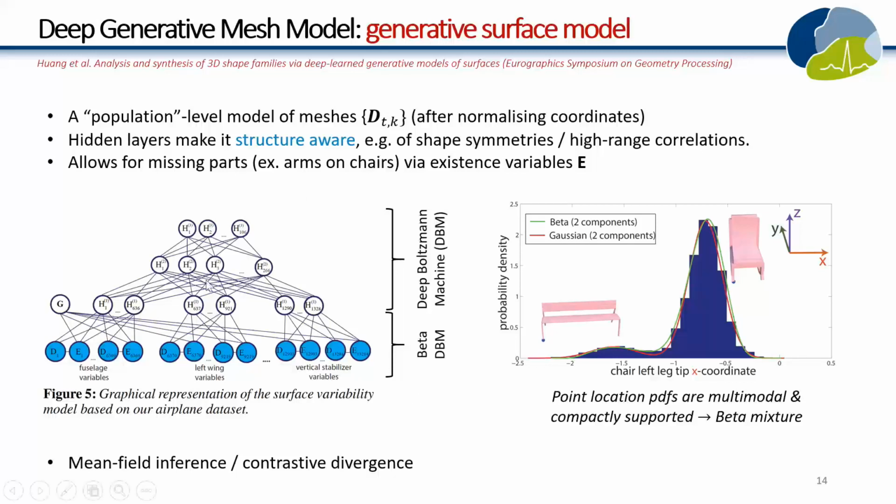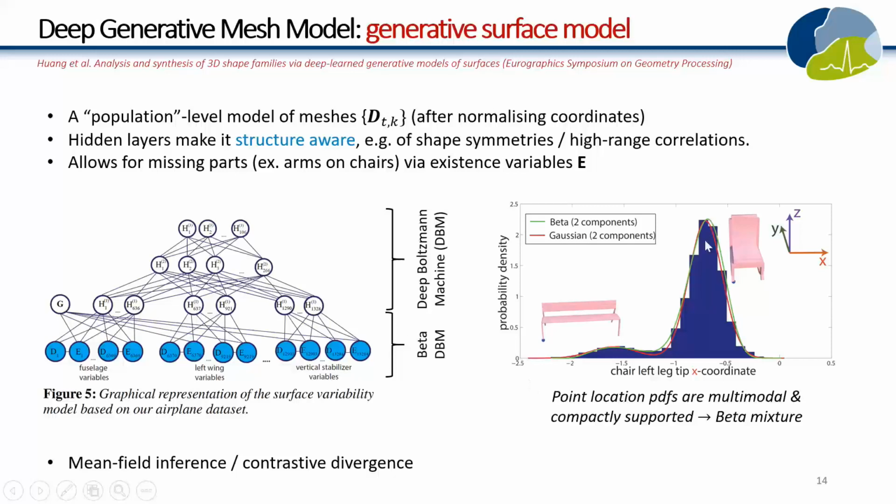So the latent layers are quite standard. It's really a deep Boltzmann machine, so Bernoulli variables. And the only difference is the outermost layer, which maps the first layer of latent variables to the observed point coordinates, and this one uses a mixture of beta distributions.